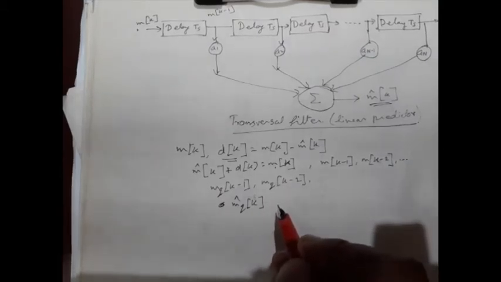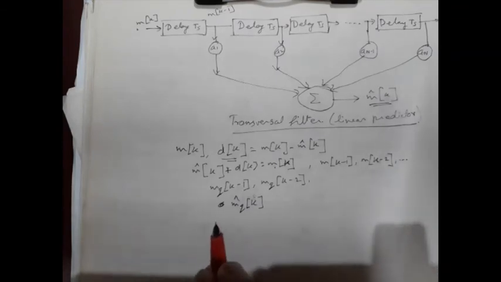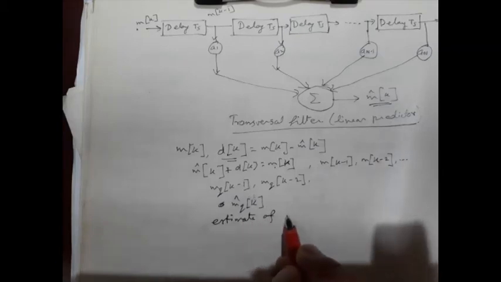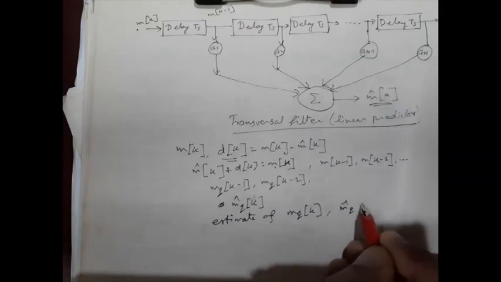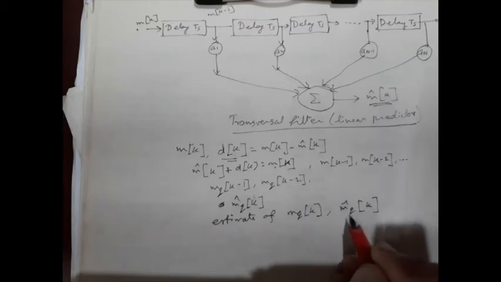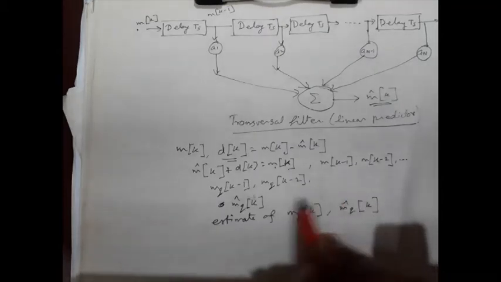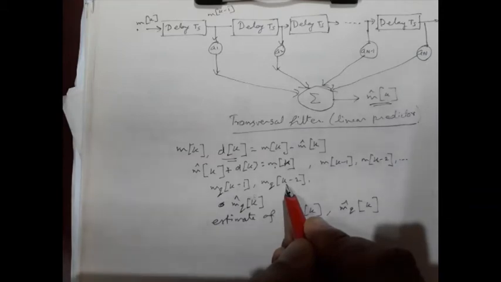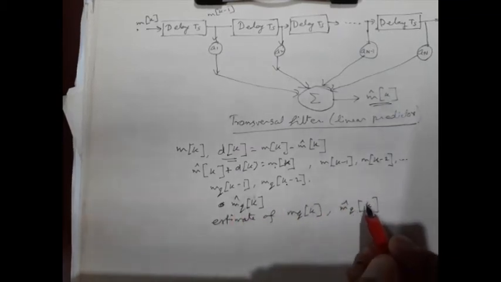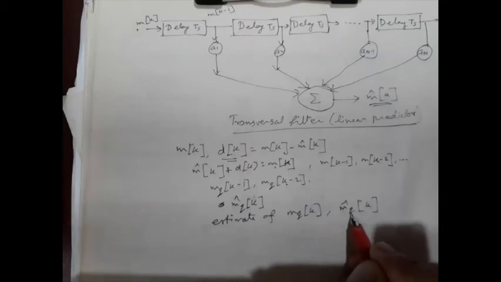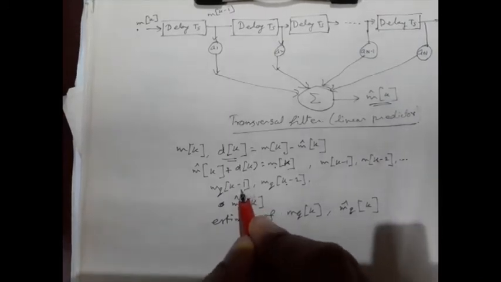Hence, it is better to determine the estimate of MQK, that means M cap QK, because estimate means cap, at the transmitter from the quantized sample MQK minus 1, MQK minus 2, etc. That means we actually generate this MQK cap at the transmitter from the quantized samples, like this one.